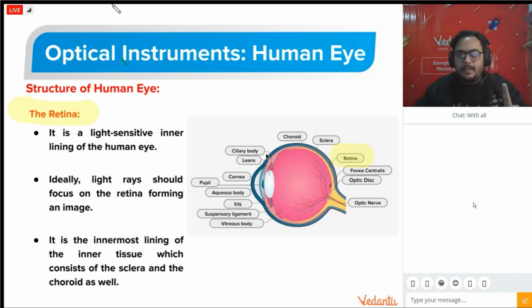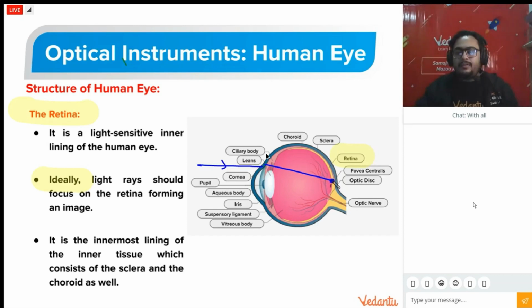Ideally, light rays should come from infinity. Okay, wrong ray. Light rays should come from infinity and focus on the retina to form an image. It is the innermost lining tissue which consists of sclera and choroid as well.